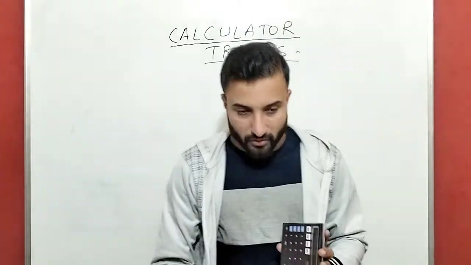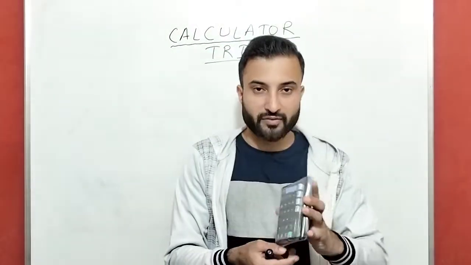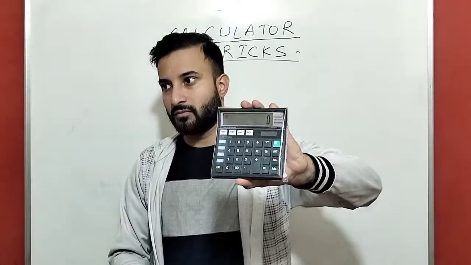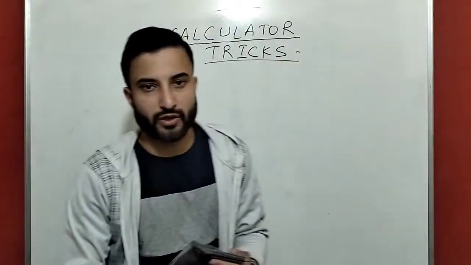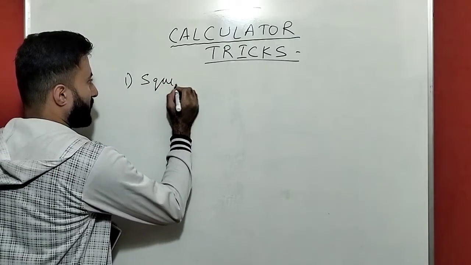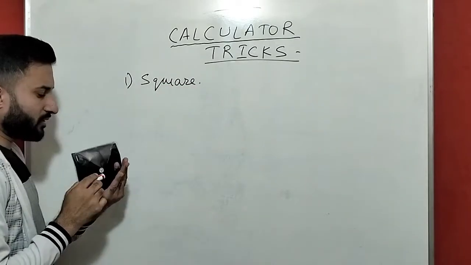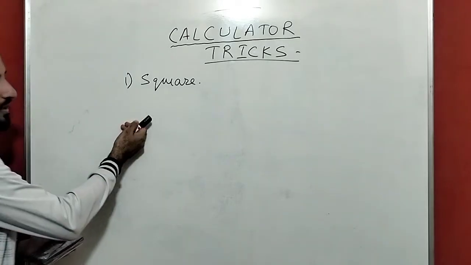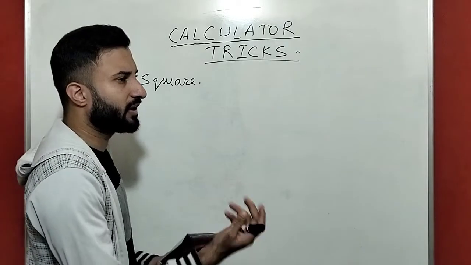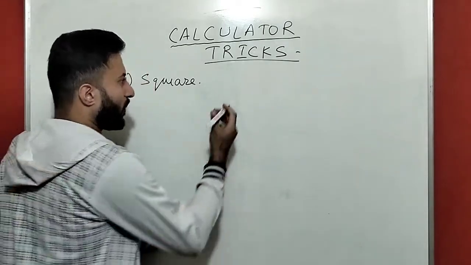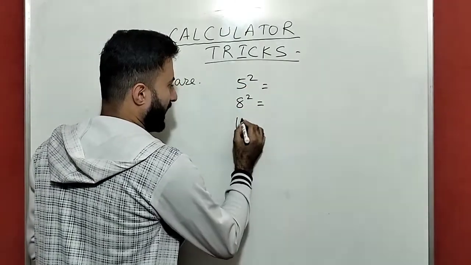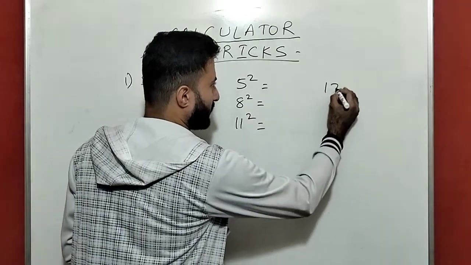So, everyone has this calculator. The first thing I am going to teach you is how to find the square. This is very important and very easy. Everyone knows how to find the square. If I ask you to find 5 square, or 8 square, or 11 square, or 13 square, what you are going to do is take out the calculator.